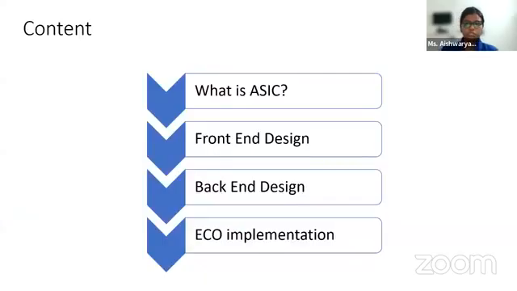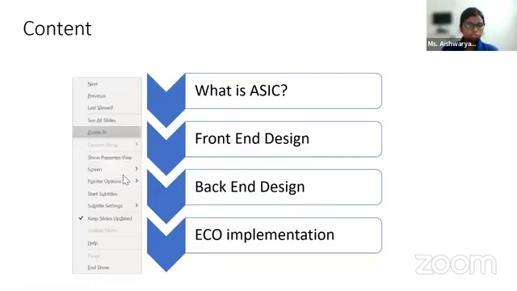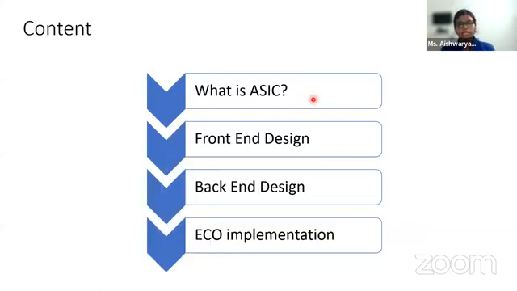So let's quickly go through the agenda for today. We will start with what ASIC is, and then talk about the various design steps we need to perform for designing the ASIC. We'll talk about front-end design and back-end design. I'll go through the steps we perform for each of these in detail in the upcoming slides. And in the end, we'll talk about what ECO implementation is, why we need it, and at what stages we can perform it. That's the quick agenda for today's call.